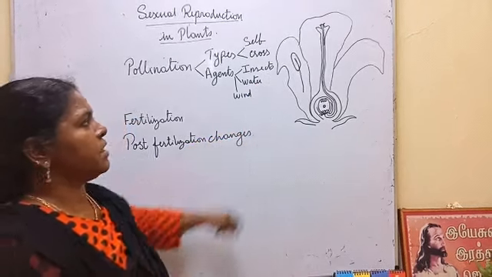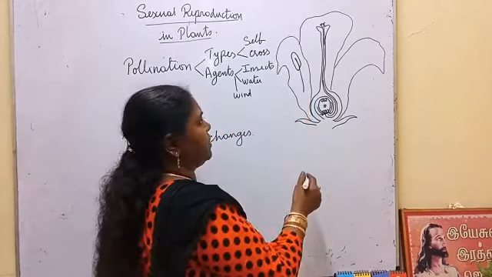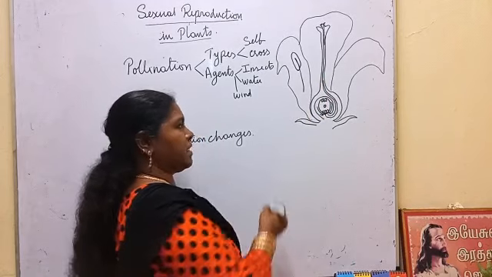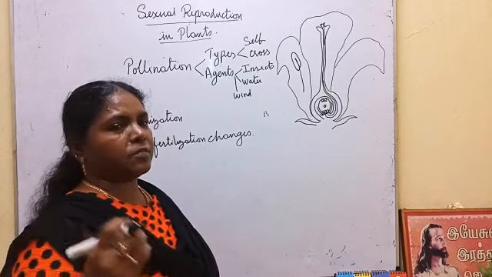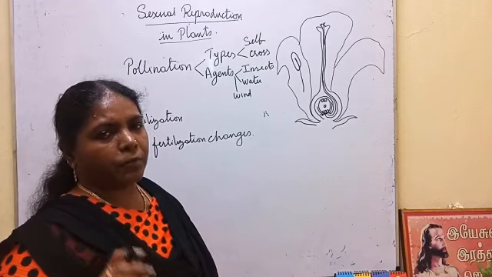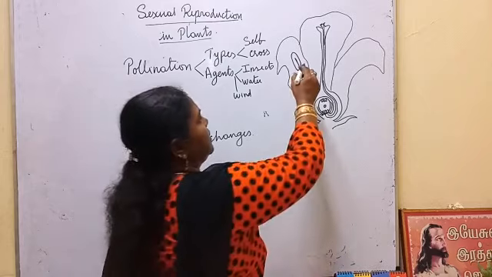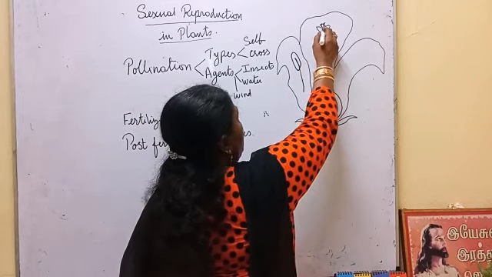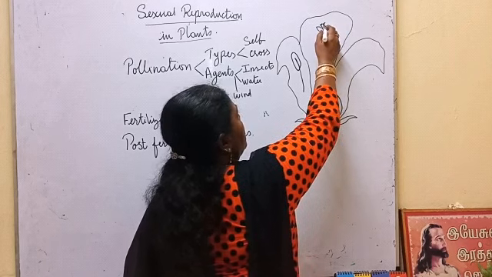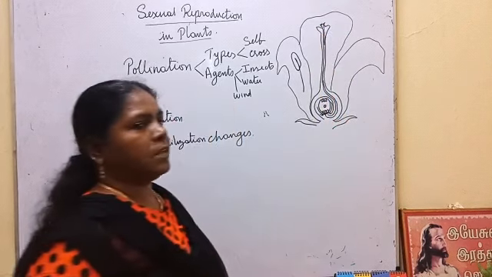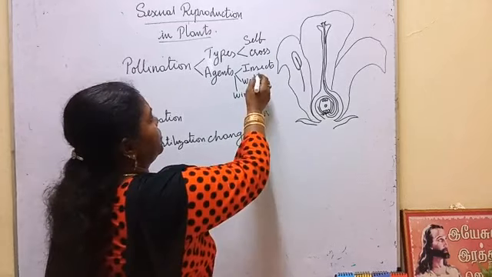Insects. Insects will sit on the flower to suck the nectar. As they are sitting, the legs of the insects have small hair-like structures, so the pollen grains get attached to the legs. Then when the insect visits the next flower, or sits in the same flower near the stigma, the pollen grains fall on the stigma. So insects help in pollination.